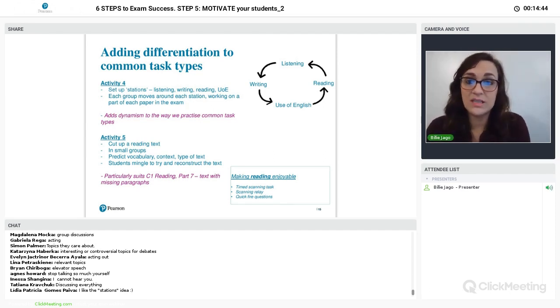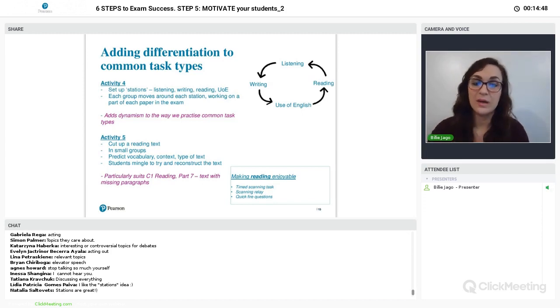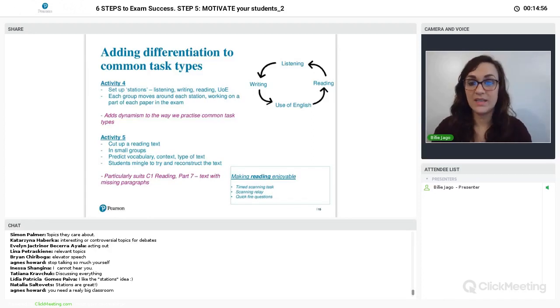Often students do enjoy this task for the fact that they're just moving around and practicing the task types in a different way as well. And at the end, you can ask students to peer mark or correct as a class. And again, that can lead on to helping you know what to plan for the next lesson if they particularly struggled with one task type.